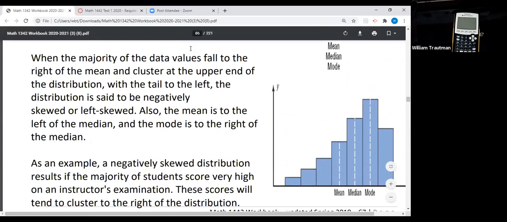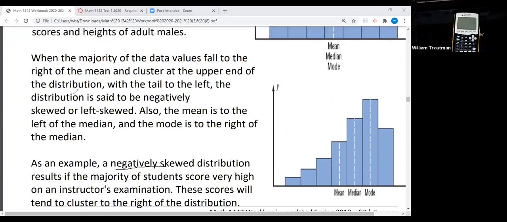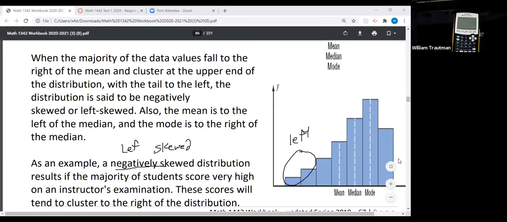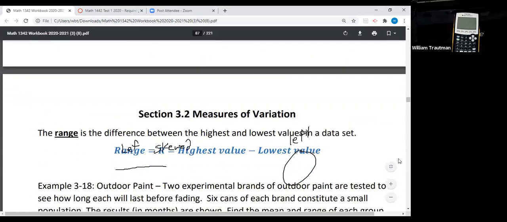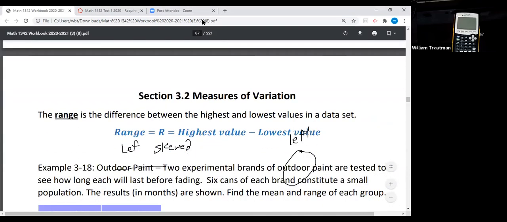And once again, skewed left and negative skewed mean the same thing. That means the least amount of data is on the left. So left skewed is the same thing as negative skewed. And with that, we are done.